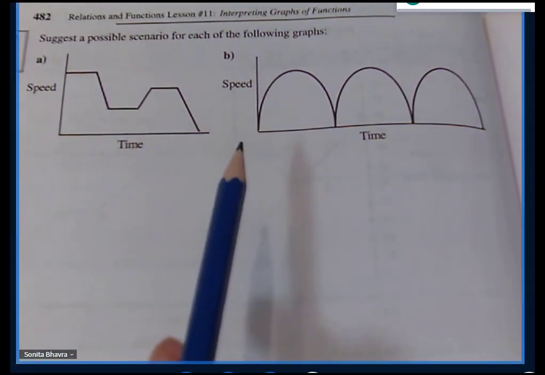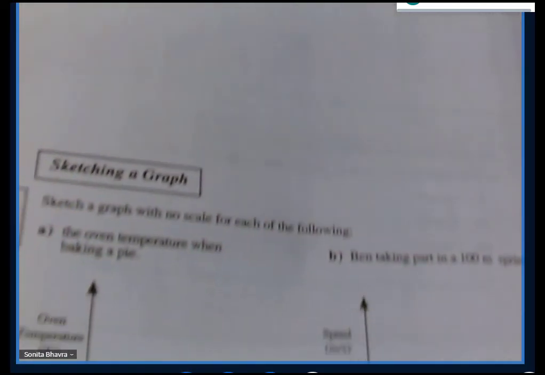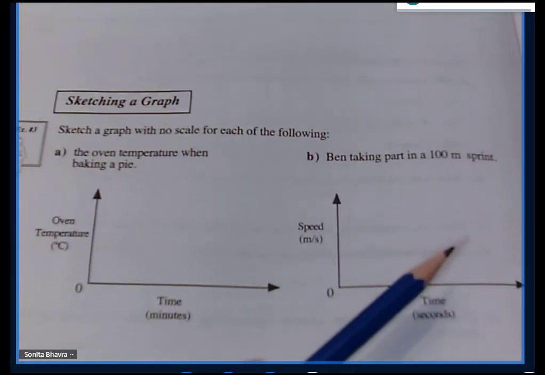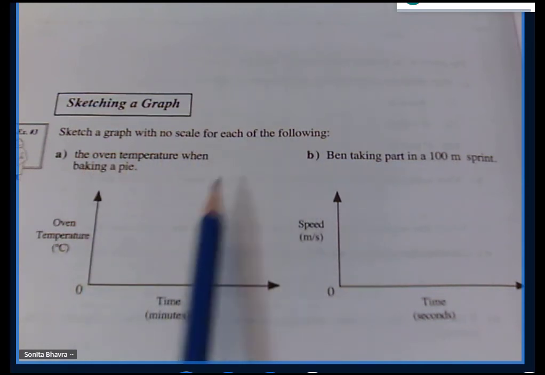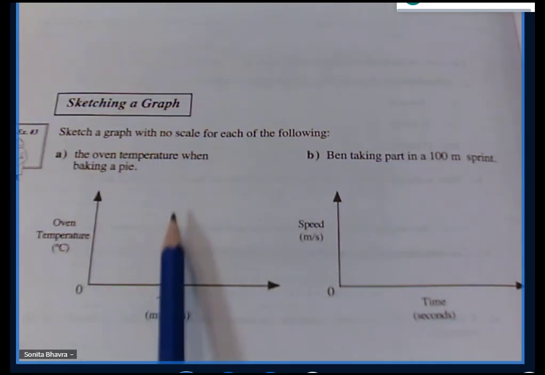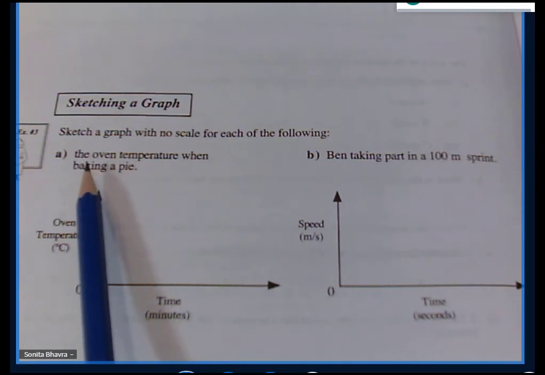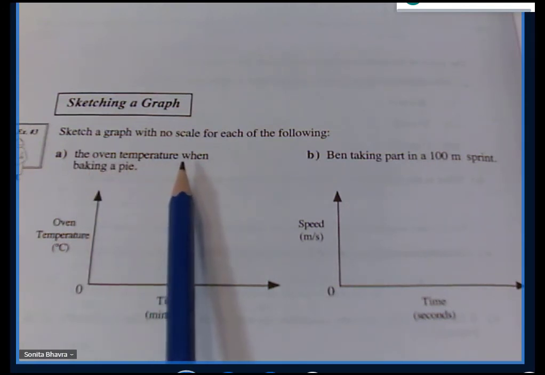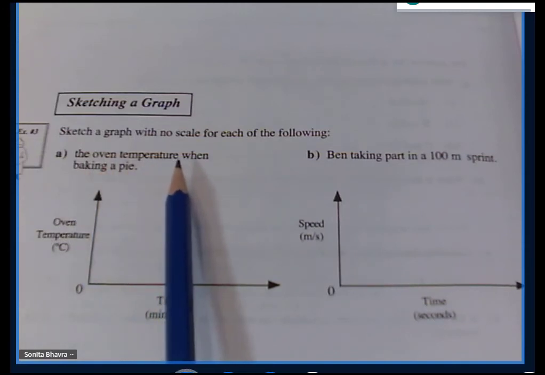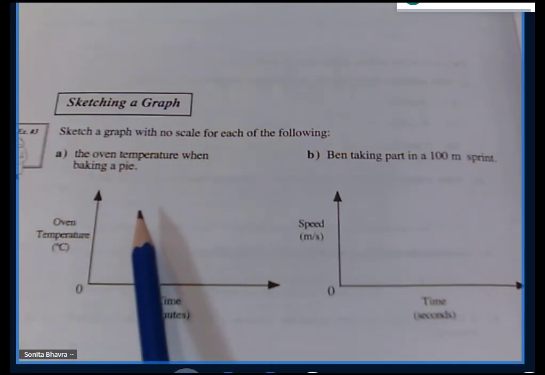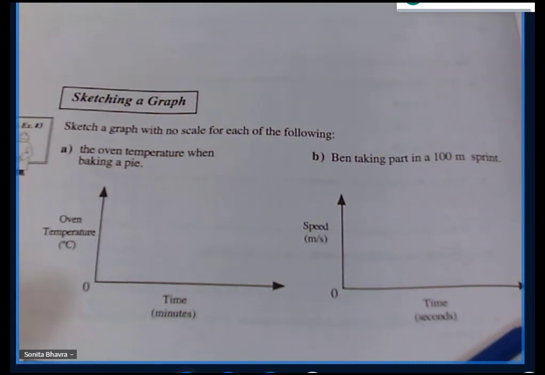All right, the next examples here, sketching a graph. The first part here, sketch a graph with no scale, so you're not actually putting any numbers here. But what would be happening if the oven temperature, what's happening to the temperature when you're baking a pie? All right, so let's sketch a graph of what would be happening when you're baking a pie.